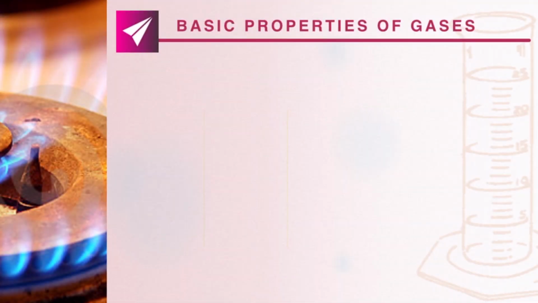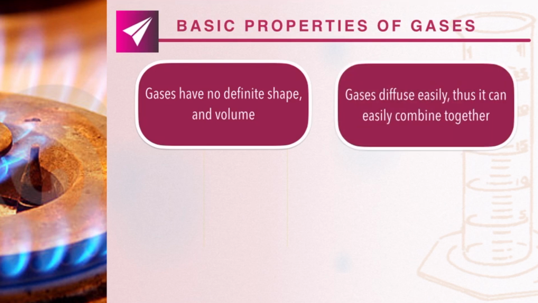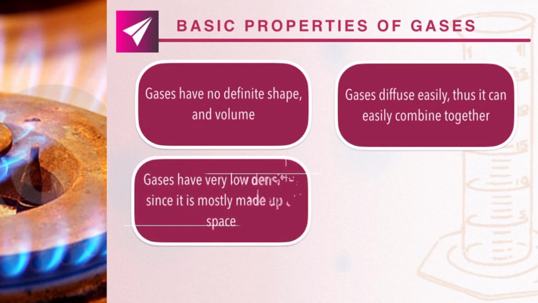Gases have four basic properties. First, they have no definite shape and volume. That means gases adapt to the shape and volume of their container. This property is similar to that of liquids also. Second, gases diffuse easily. Since gases have wide spaces between each molecule, they can easily mix with other types of gases. Third, gases have low densities.